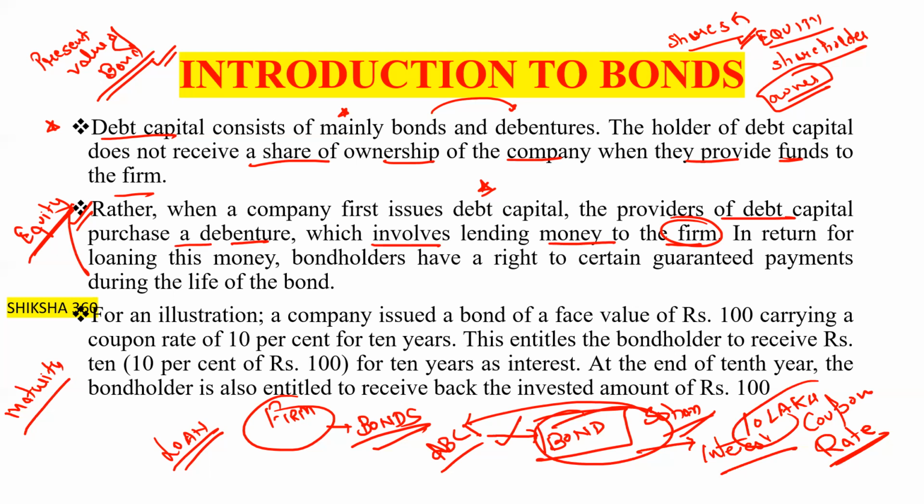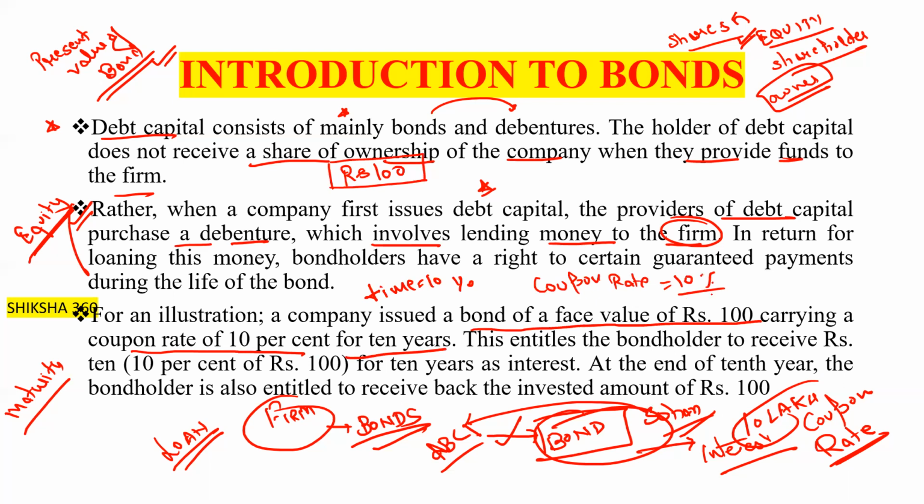For example, a company issues a bond of a face value of rupees 100. This is the bond, and they have written rupees 100. It carries a coupon rate of 10% for 10 years. Here the time given is 10 years, and the coupon rate they have mentioned is 10%.